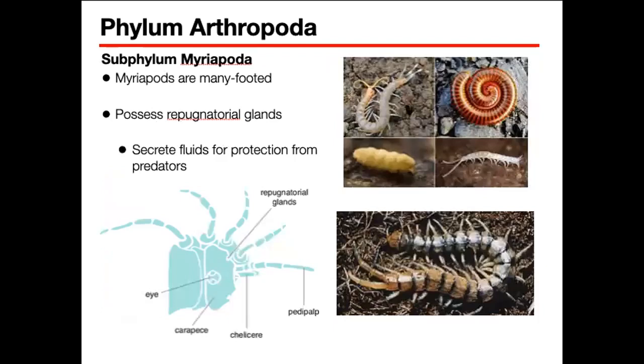You also have the Myriapoda. Myriapods means many-footed, and they are chiefly terrestrial. The salient feature of myriapods is the repugnatorial glands, which they use to secrete foul-smelling compounds to deter possible predators. So usually they smell bad. This is what it looks like. It's usually situated just proximal to the eye and the chelicerae.